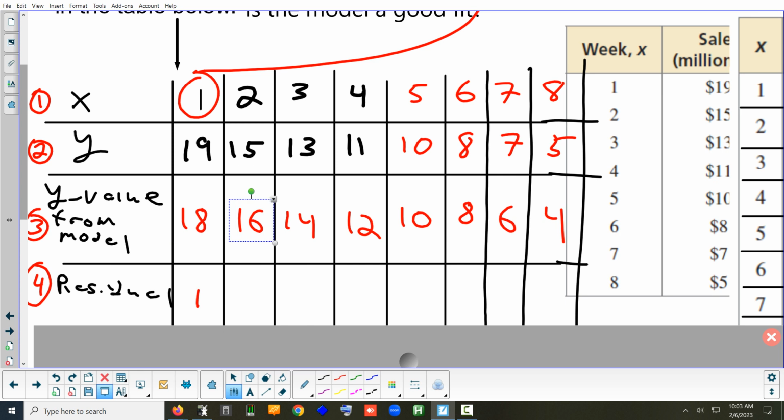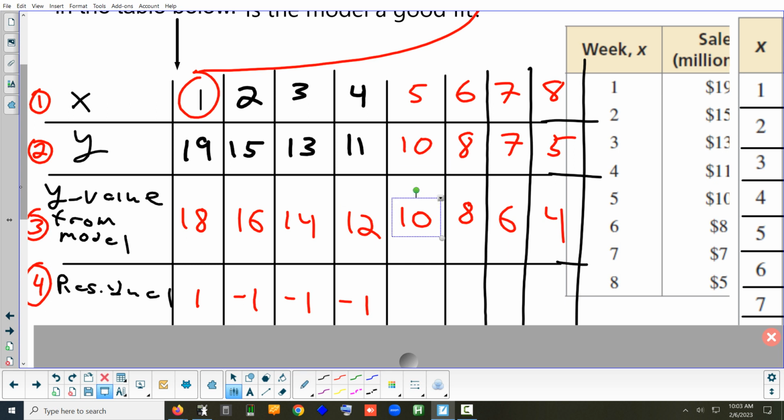Okay, the next one. What's 15 minus 16? Micah? Negative 1. All right, so that one was also 1 off, but it was 1 too high. The week before was 1 too low, but they're still 1 off. All right, the next one, 13 minus 14 gives me, yep, negative 1. Okay, the next one, row 2 minus row 3. What's 11 minus 12? Okay, so again, the prediction was 1 too high. That's why we got this residual.